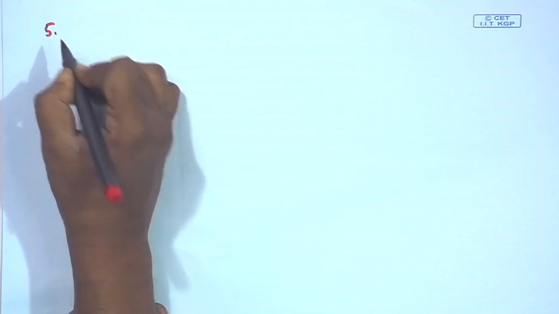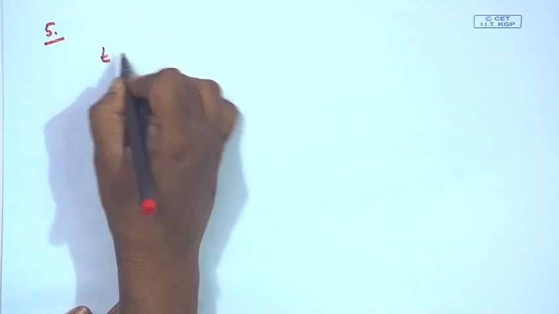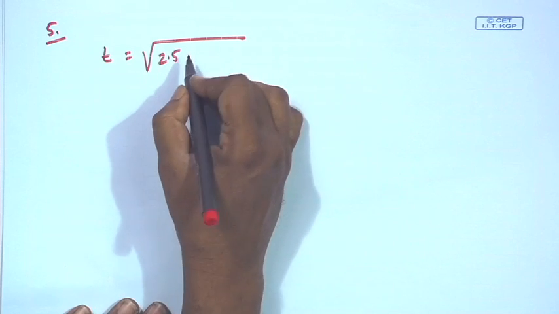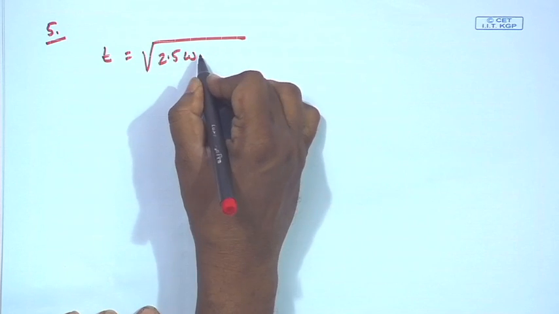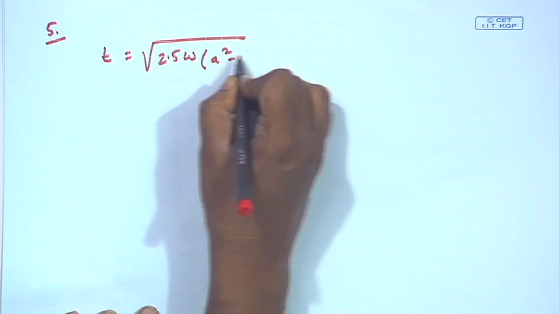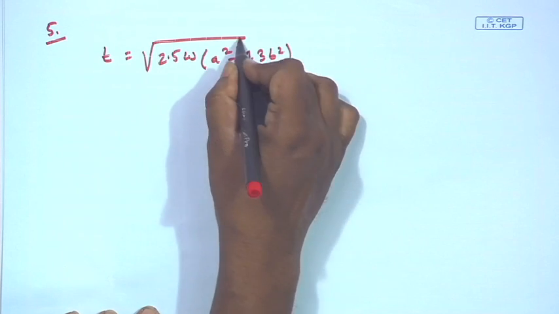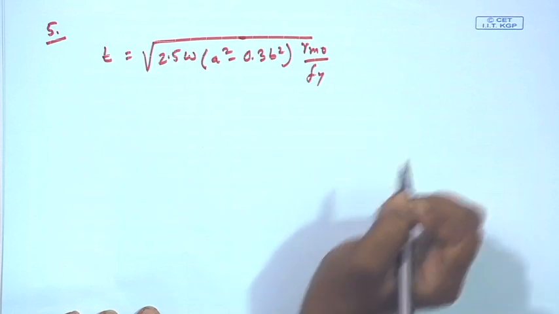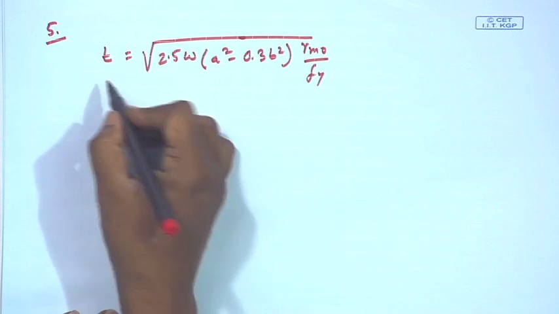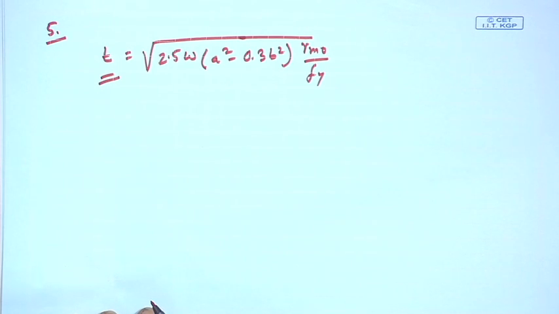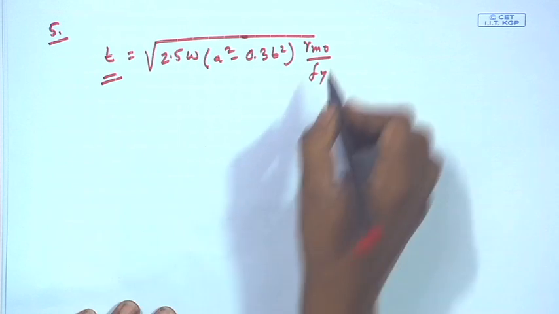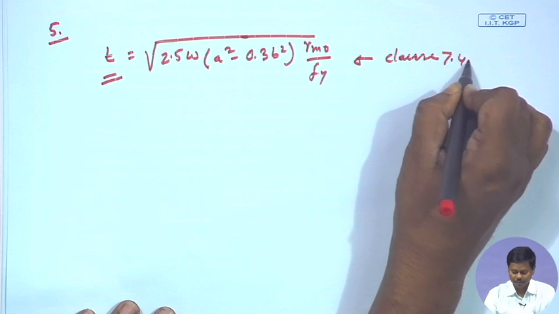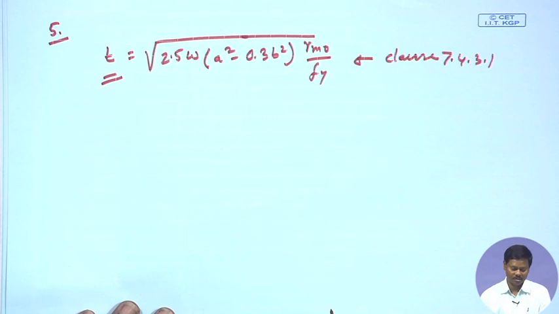Now, in step 5 we can find out the minimum thickness required. The minimum thickness will be found from the formula we have derived earlier, that is 2.5 W (a square minus 0.3 b square) into gamma m0 by f y, right. So, the minimum thickness required of the base plate can be found from this formula, which is given in clause 7.4.3.1 of IS 800 2007.